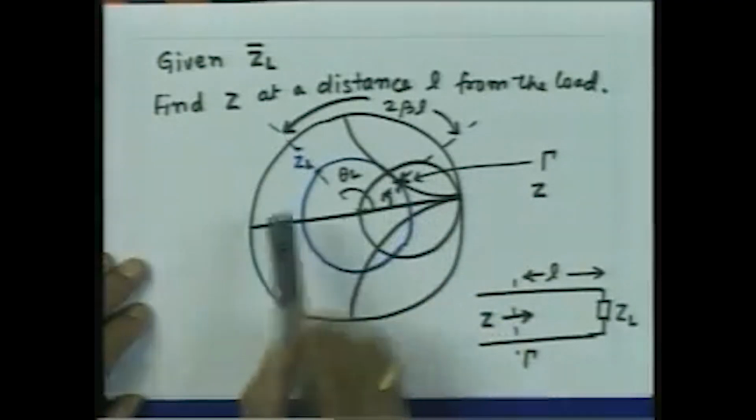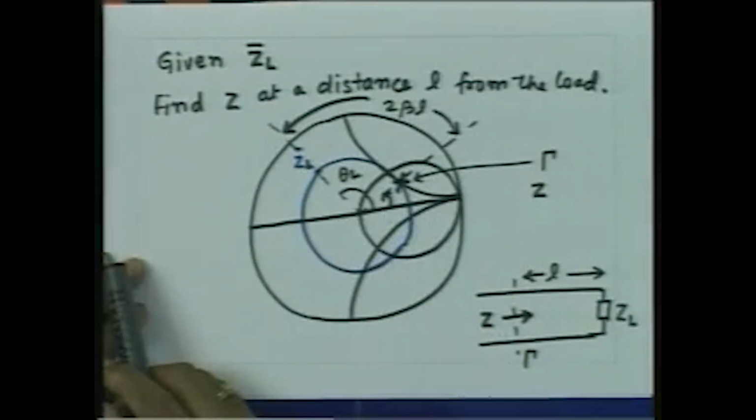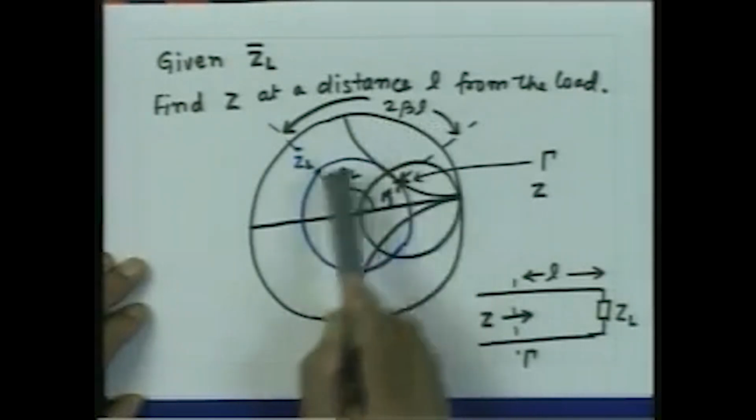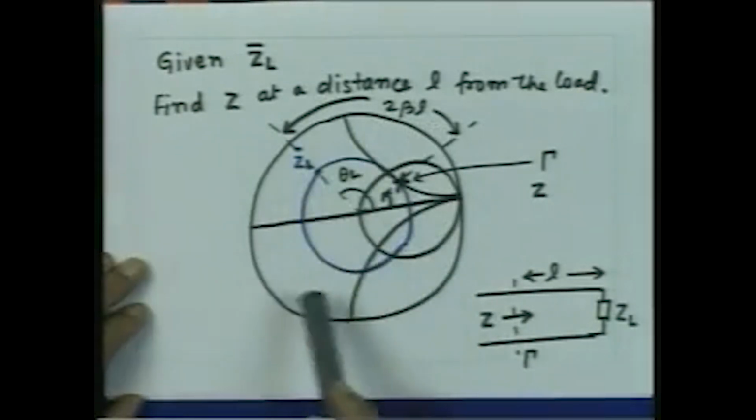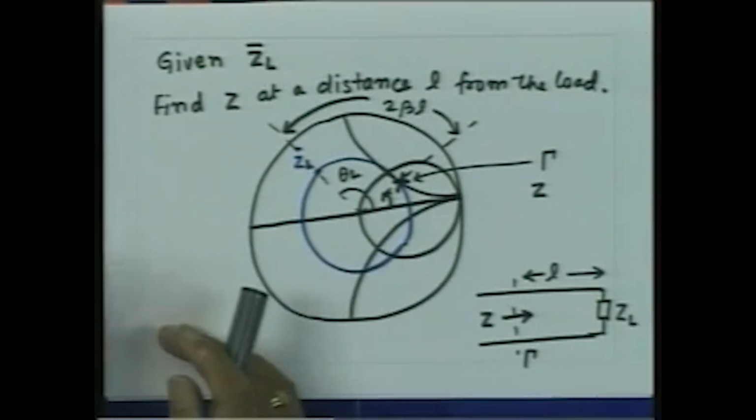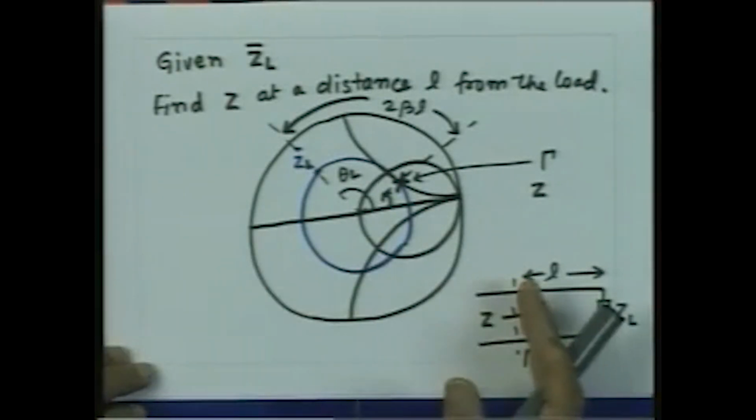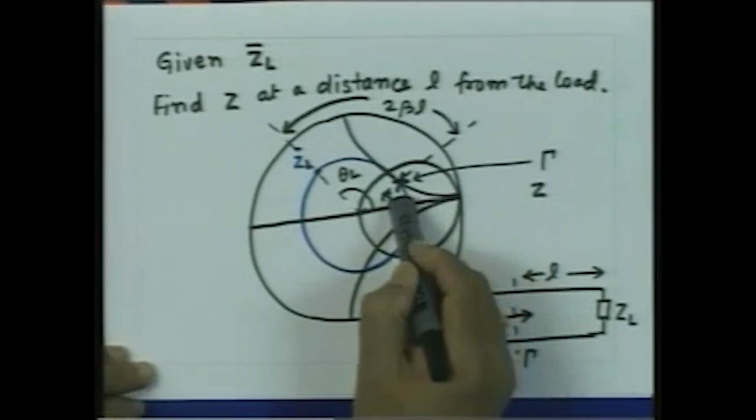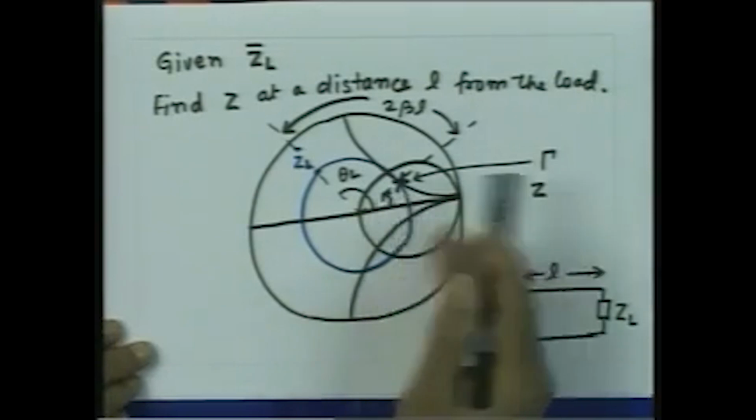The procedure is exactly the same. Wherever you know the impedance, first mark that impedance, draw the constant VSWR circle passing through this point, move by an angle 2 beta L, either in the clockwise or anti-clockwise direction, depending upon whether I am moving towards the generator or away from the generator. Find the new point, read out the value, and that will give you the transformed impedance at the new location.